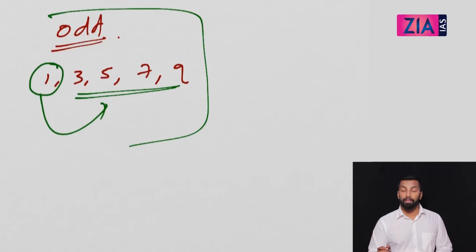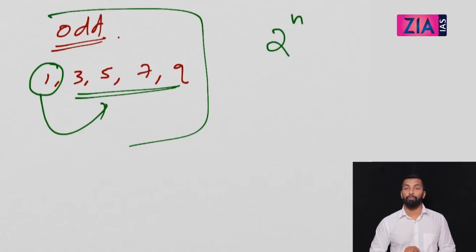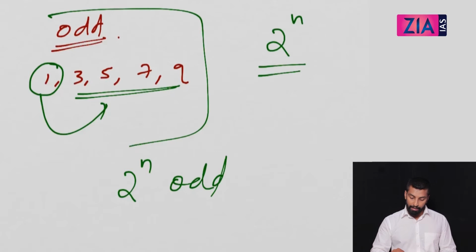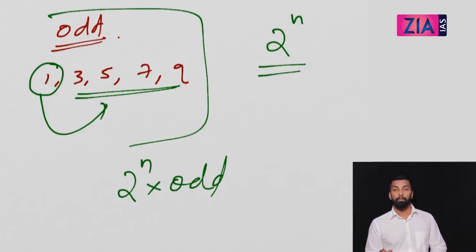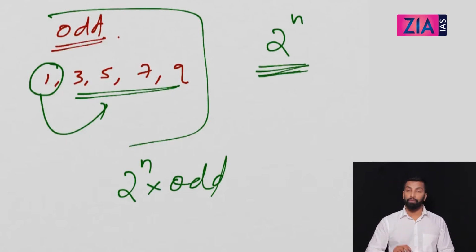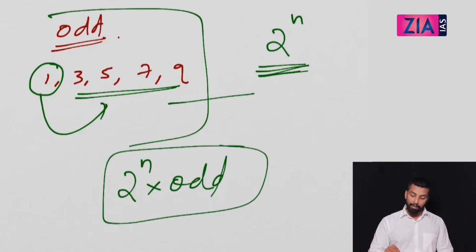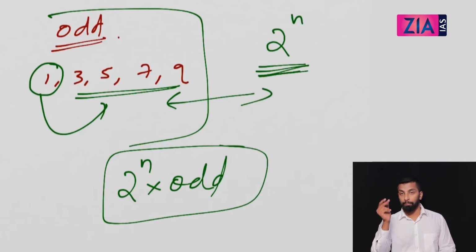Then I will give you the method for any number that can be represented in the form of 2 raised to n. That means any other number will be a combination of 2 raised to n and an odd number. Any other even number you take will be a combination of these. So you can combine these two and get the last 2 digits faster. So let's start off with odd numbers.